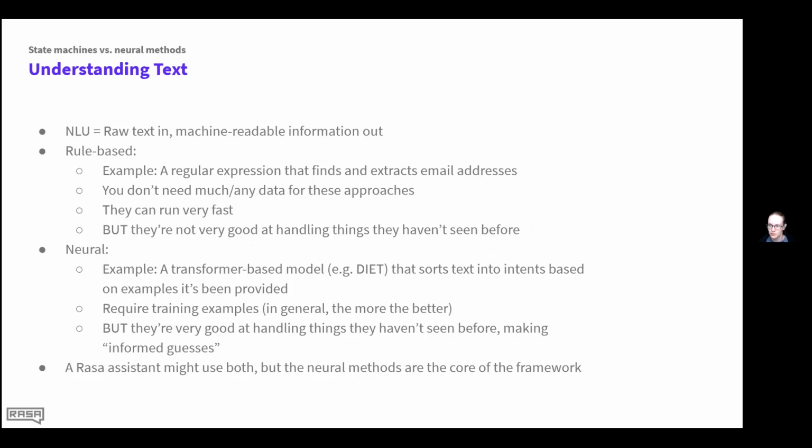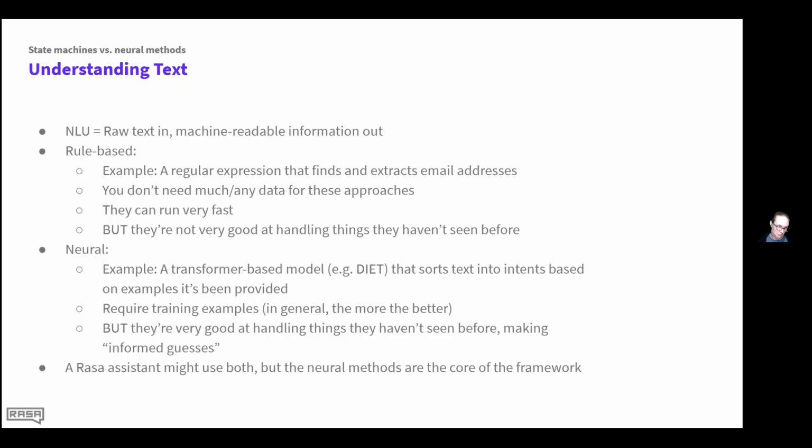You could use rules. For example, you could have a big piece of text and use a regular expression to find email addresses, or things that match the format of email addresses. The big benefit of this is that you don't need pretty much any data for these approaches. You just describe what it is you're looking for in a good enough way, which is not trivial, and they can also run very fast. They don't need to train, right? Training time is not a consideration here. The downside of rule-based approaches is they're not very flexible. They're not very good at handling things they haven't seen before and that you haven't thought about occurring before they occur.